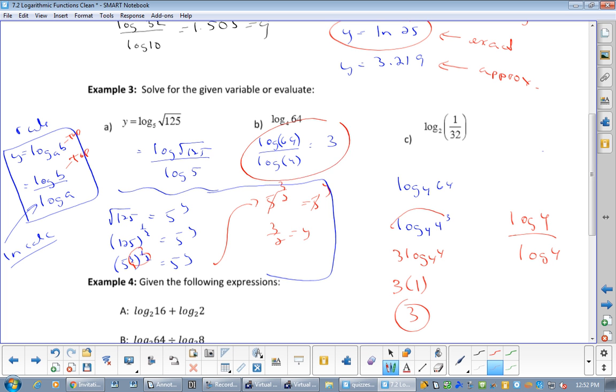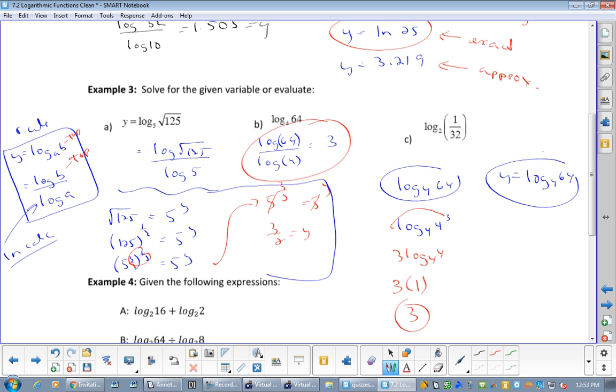So we did it with our calculator. We did it with the trick I just showed you. We could also do this: y equals log 4 of 64. I'm just rewriting the question. Okay, so I've done it 3 ways. Here's the third way. Let's change it to exponential. What would it be in exponential form? 4 to the y equals 64.